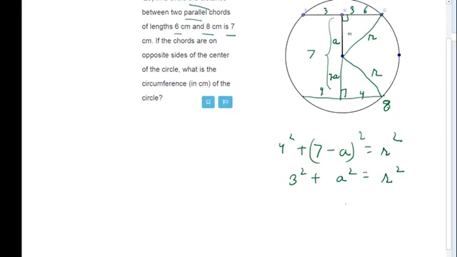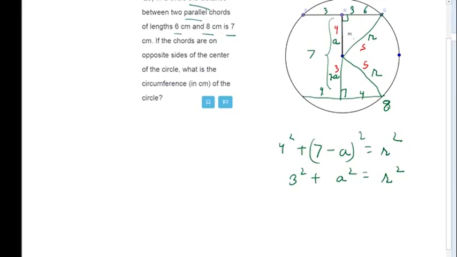But even by observation, if you know enough Pythagorean triplets, this one is fairly easy. Because it's 3, 4, and the sum is 7. So if we have 4 distance here and 3 distance here, it will satisfy the equation. R will become 5 for both of them.